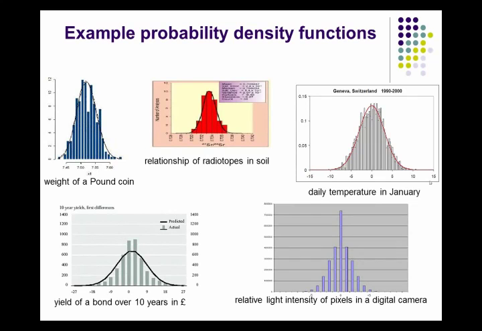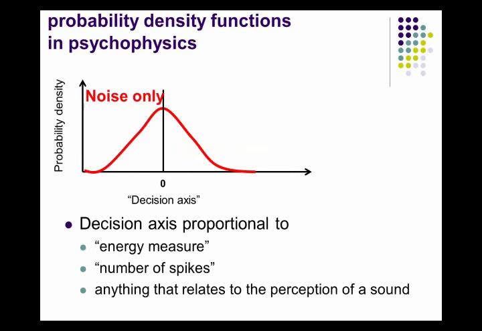Or a digital camera, the light intensity of pixels in a digital camera: you've got very many that have an average distribution, and then you've got a few pixels which are very black and a few pixels which are very white. That's how it works. Okay, so these are PDFs, probability density functions. What have they got to do with our psychophysical experiment?